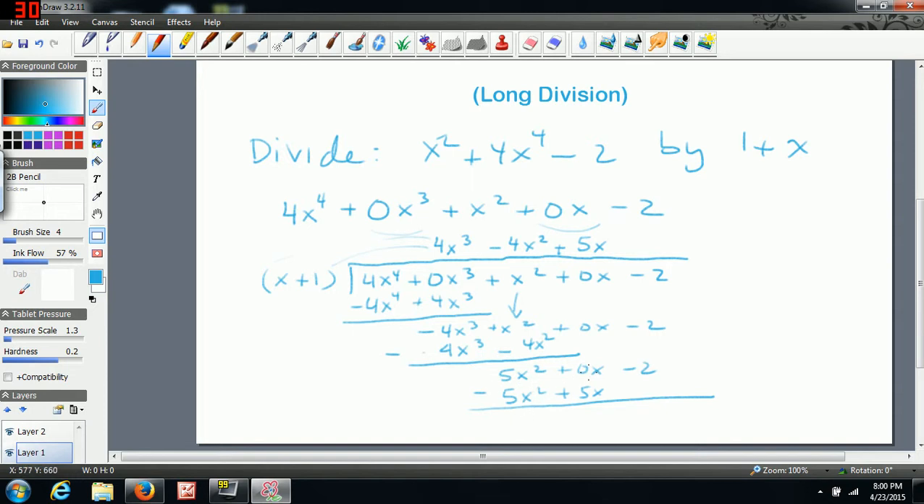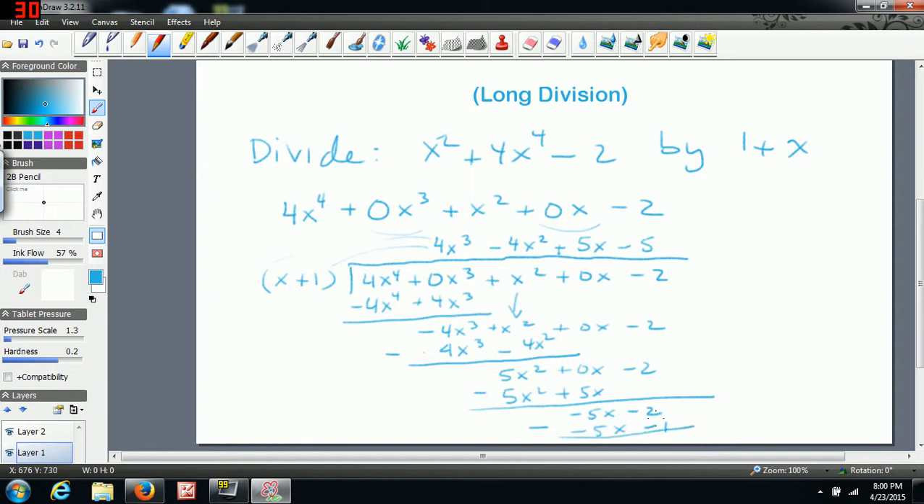So these would give 0, and then 0 minus 5x would give negative 5x, and then you would bring down the negative 2. And then you would say, how many times does x go into negative 5x? And the answer would be negative 5, and then you would multiply negative 5 by x and by 1, so you would get negative 5x minus 5, and then you would subtract that.